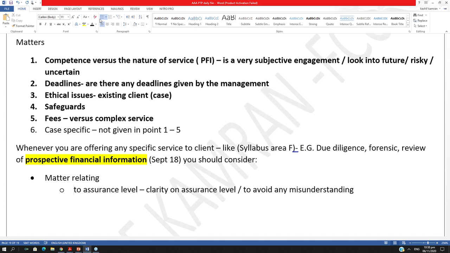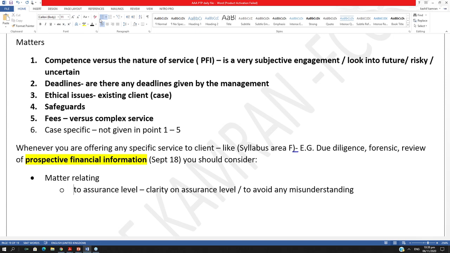Audit is default, right? Audit is default, reasonable. But these services are not as regular as audit. So the management might have a different mindset. The management might believe this is also a reasonable assurance. So should you clarify to the management the assurance level?